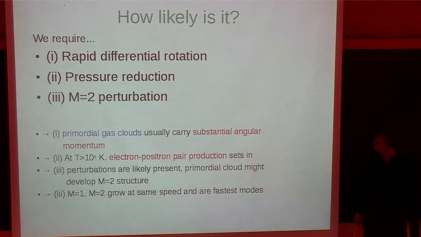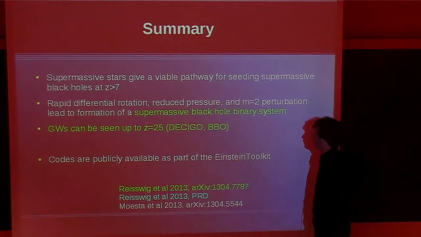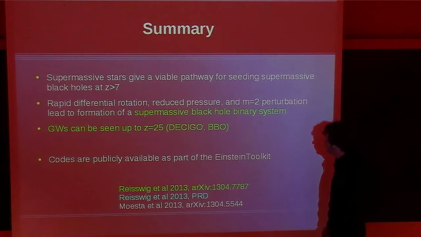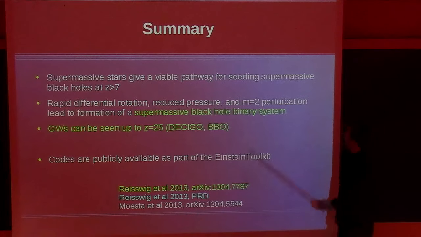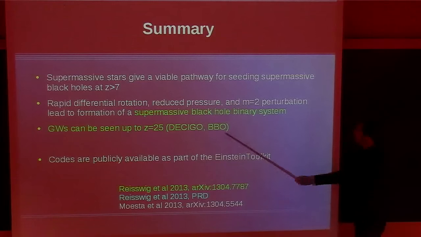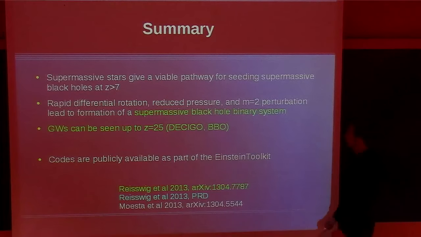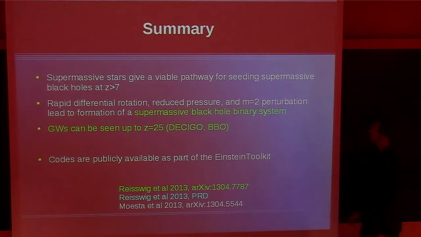All right, and that concludes it already. So, supermassive stars can be a pathway for seeding massive black holes at large redshifts. In order to form a supermassive black hole binary, you require rapid differential rotation. You need to lower the adiabatic index. You need to impose an m equals 2 density perturbation. And then finally, the gravitational waves can be seen up to z equals 25 for DECIGO or the Big Bang Observer. Also, all the codes that we are using are publicly available as part of the Einstein Toolkit, so you're free to download them and try yourself. All right, thanks.